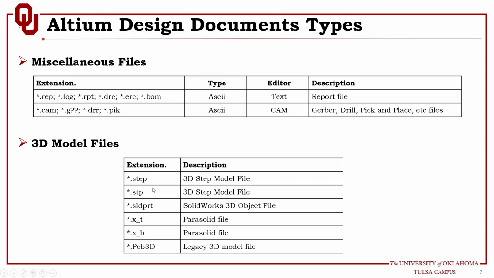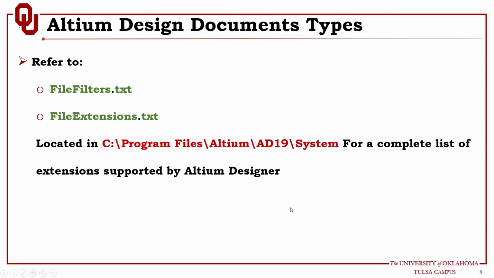3D model files: you can import any of these formats into Altium Designer when you create a symbol or component, or when you want to import an enclosure, for instance, to do clearance check or clearance analysis. You can have any one of these formats. These are very common formats, STEP or Parasolid or SolidWorks files as well.